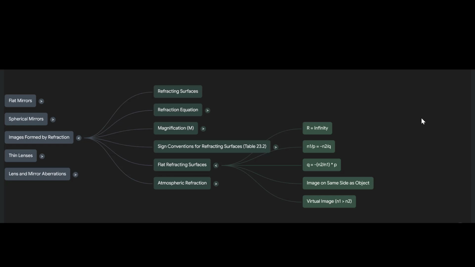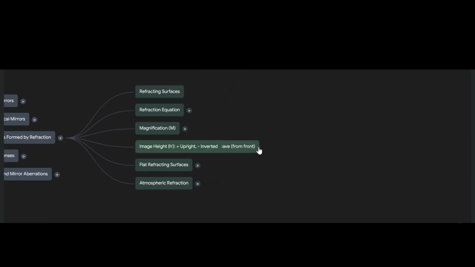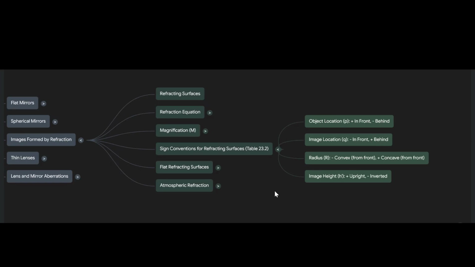Same side. Wait, so when I look into a pool, the bottom looks shallower. Is that this? That is exactly this. Light comes from the bottom. Object P is its real depth. Goes from water, n1 = 1.33, into air, n2 = 1. Your eye sees a virtual image Q that's closer to the surface. Q = (1/1.33) P, so the apparent depth Q is less than the real depth P. Cool. So that apparent shallowness is a direct result of this flat surface refraction. Yep. And just like mirrors, we have sign conventions for refracting surfaces too, defining what's positive, negative for P, Q, R, and H to keep everything consistent. Right, always the sign conventions.